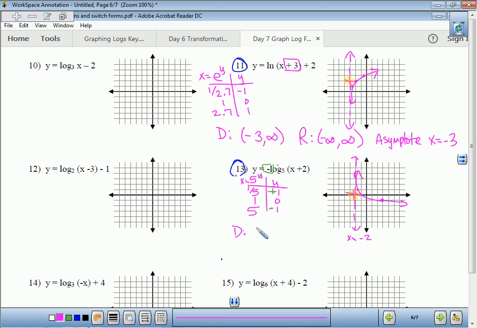So my domain is from -2 to infinity. My range is always -infinity to +infinity. My asymptote is x equals -2.